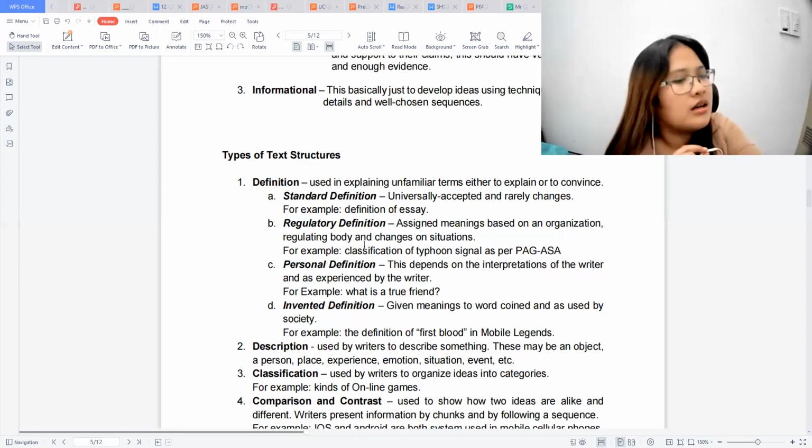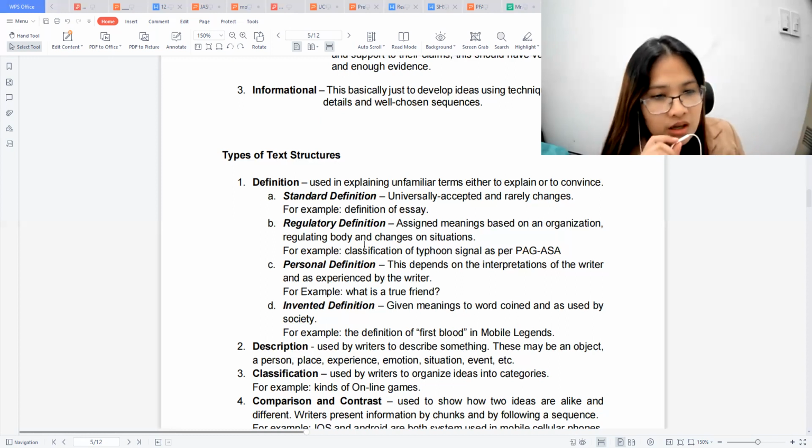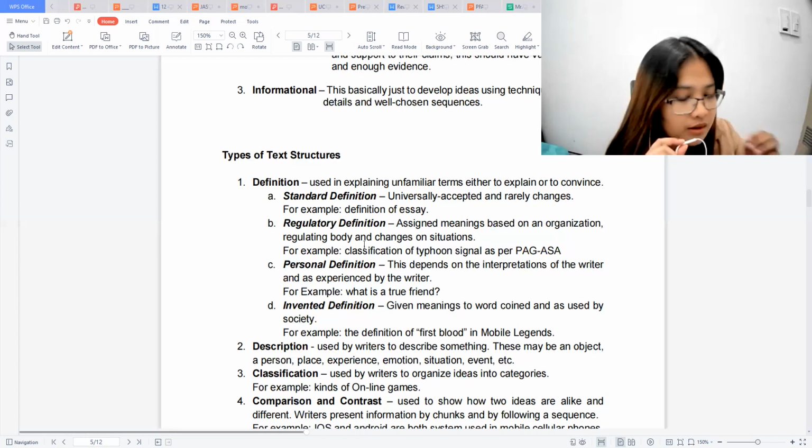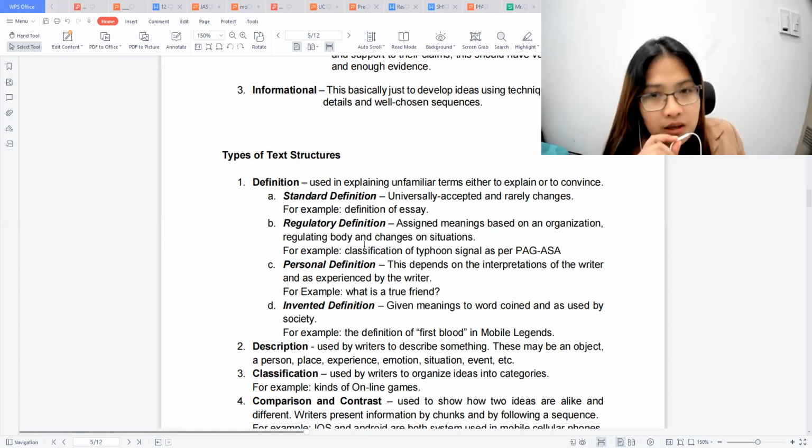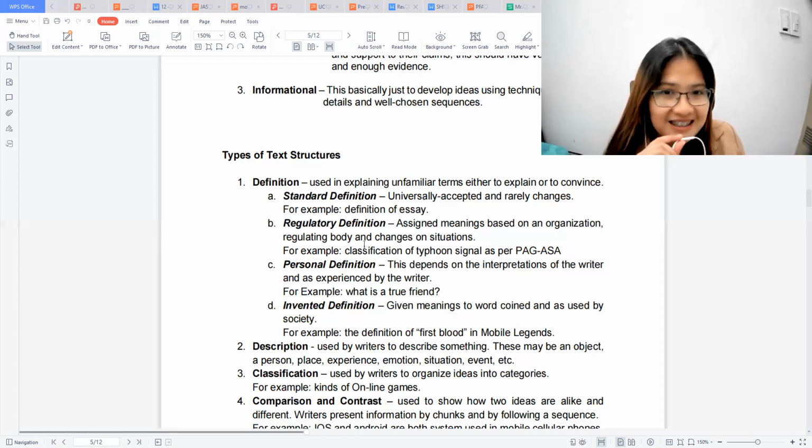Okay? Then, invented definition. This has given meaning to words coined and as used by the society. So, halimbawa, before when we see blood, it's literally blood. Pero ngayon, may term tayo na first blood in Mobile Legends. Parang ganun. So, we're inventing words, we're coining words. So, like before, walang word inbox zone.